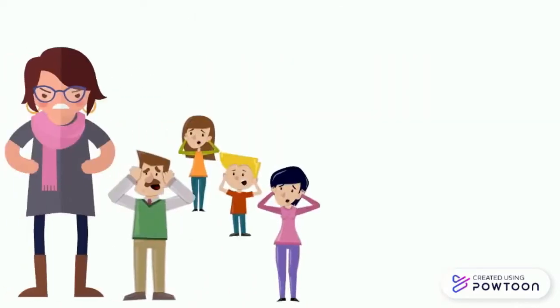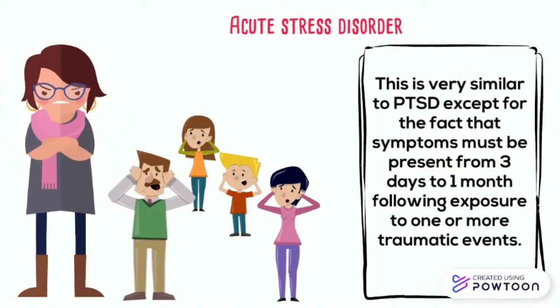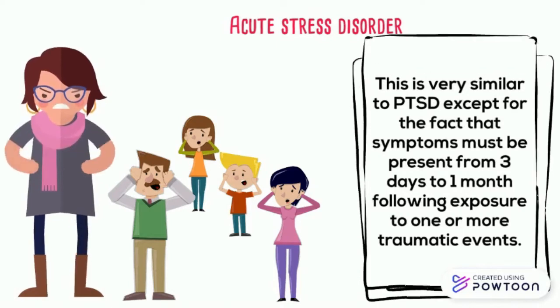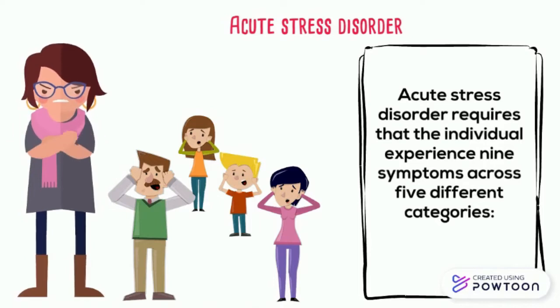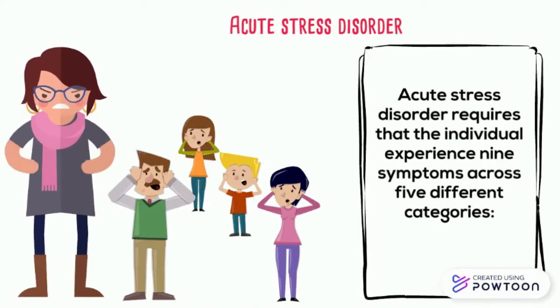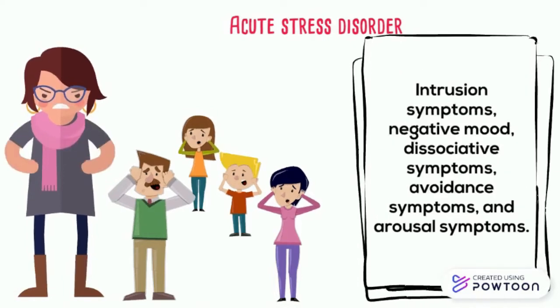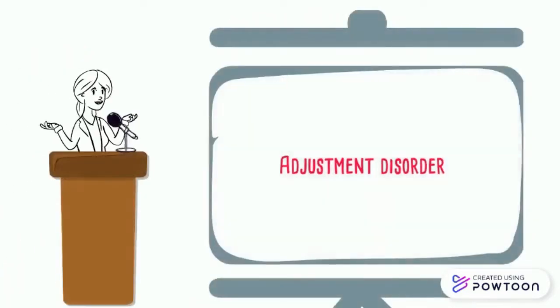Acute stress disorder is very similar to PTSD except for the fact that symptoms must be present from 3 days to 1 month following exposure to one or more traumatic events. Acute stress disorder requires that the individual experience 9 symptoms across the 5 different categories: intrusion symptoms, negative mood, dissociative symptoms, avoidance symptoms, and arousal symptoms.